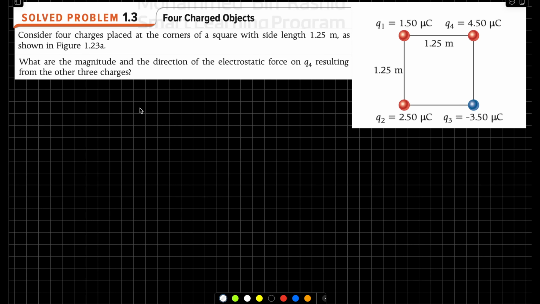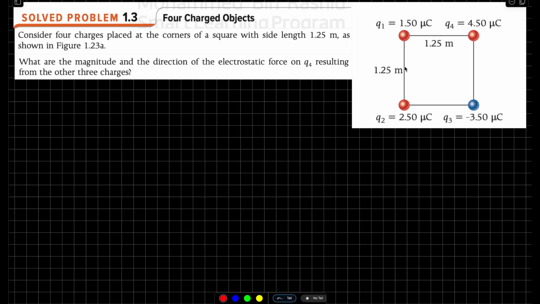Solve problem 1.34, charged objects. Consider four charges placed at the corners of a square with side length 1.25 meters, as shown in the figure 1.23a. What are the magnitude and the direction of the electrostatic force on Q4 resulting from the other three charges?